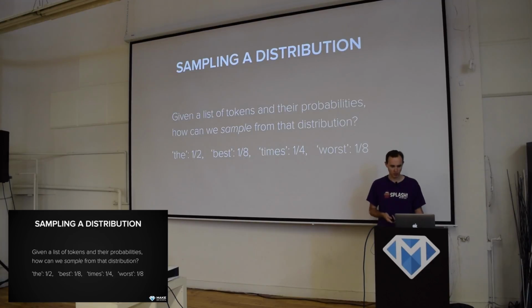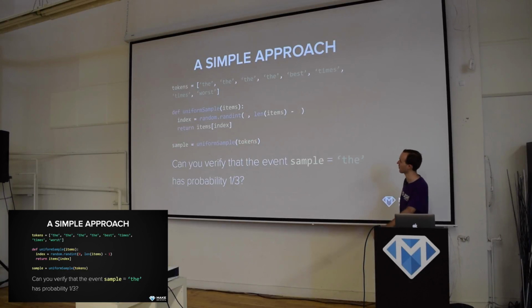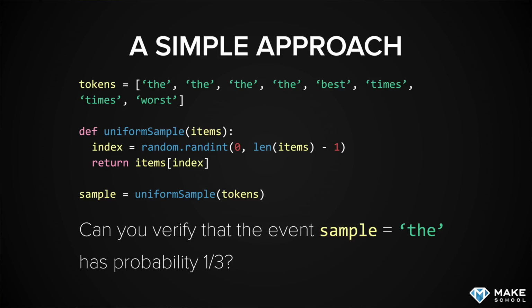Okay. So one way of doing this, which you may have seen before, we can write like the following. We make a list of all the tokens. In particular, if a particular word occurred multiple times in the corpus, it's going to occur multiple times in this list. So here the occurs 4 times, best only once, worst only once, and times twice. Why would we want to do that? Well, now, if we uniformly sample from this list, we're going to get the right probabilities. So we can just do it this way.